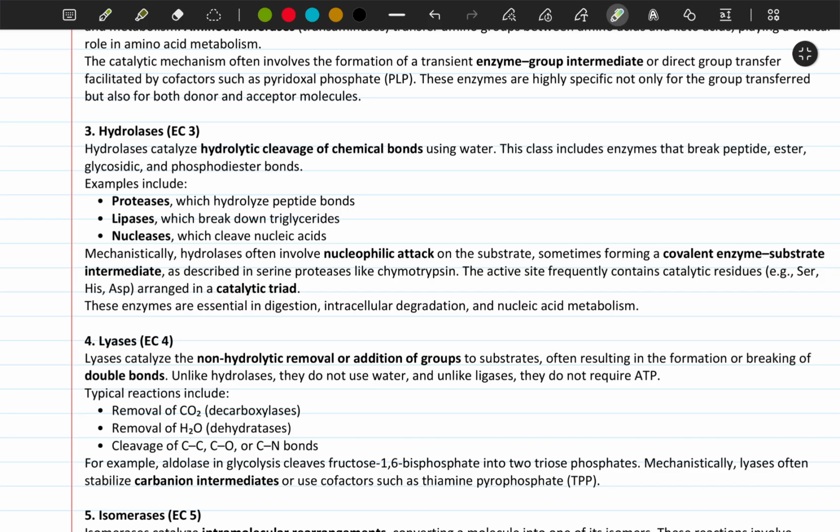So examples are proteases. Proteases break down the peptide bonds. Lipases break down the triglyceride bonds, and nucleases cleave the nucleic acids.